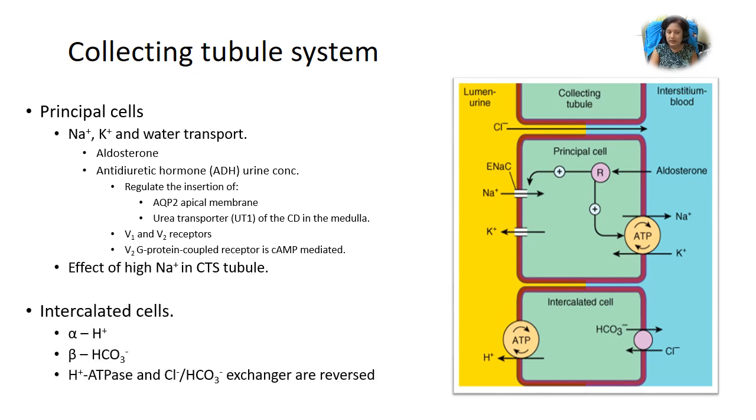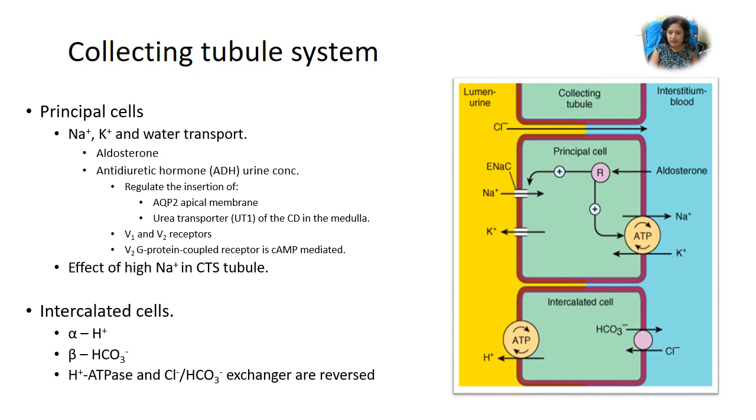And then we have the intercalated cells. They are the primary site for hydrogen and bicarbonate secretion. The alpha and beta intercalated cells are similar, except their location of the hydrogen ATPase and chloride bicarbonate exchanger are on reverse sides of the cells.